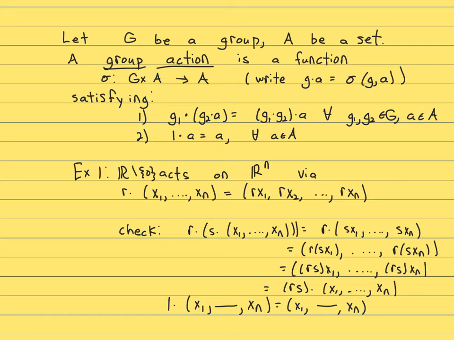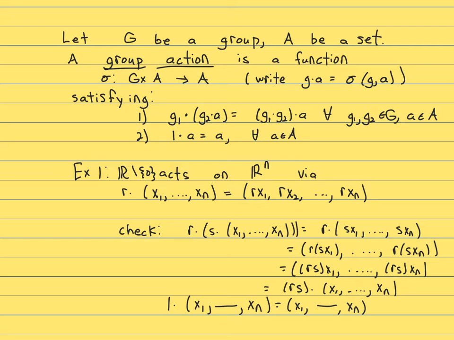And so this says if you scale a by g1 and you scale a by g2, you get the same result as if you scale a by their product. And in fact, that's the example I use. So suppose R take away 0 acts on R to the n by this action. So r times this sequence, x1 through xn, is given by coordinate-wise multiplication by r. And multiply all the elements simultaneously by r.